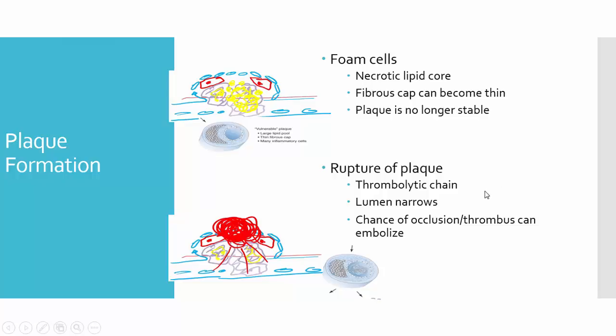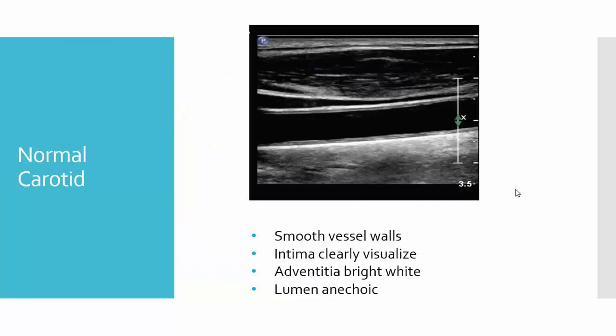The plaque can actually rupture, and it can trigger the thrombotic chain, narrowing the lumen and increasing the chance of vessel occlusion, or creating more of a thrombus that is at higher risk of embolizing. If it bleeds within that fibrous cap of smooth muscle cells, there can be an echolucent area seen within the plaque, and it may represent an intraplaque hemorrhage, different than a rupture.